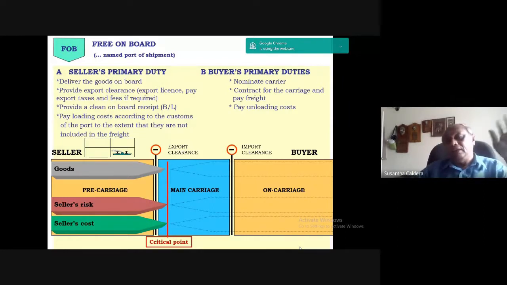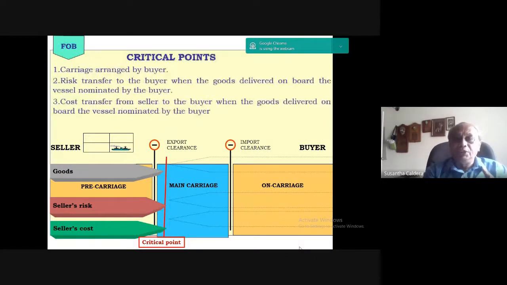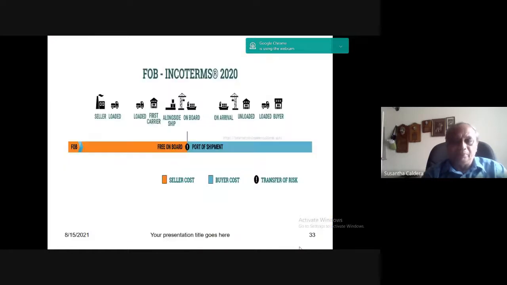Now here, unlike EXW and others, the seller's obligations and responsibilities are moving further. Now, up to the main carriage and up to loading or keeping the goods on deck, it will be at the seller's risk and the seller's cost, right? Carriage has to be arranged by the buyer. Risk and cost transfer to the buyer when the goods are delivered on board the vessel nominated by the buyer.